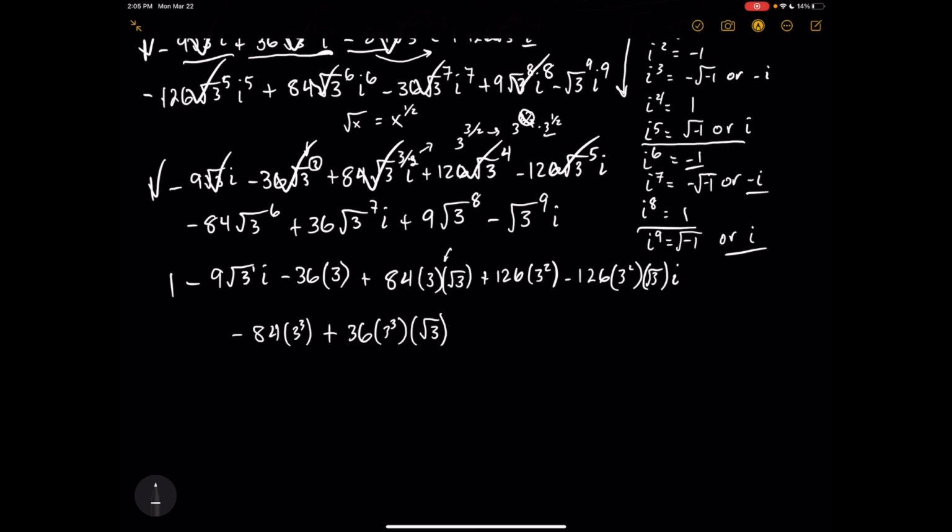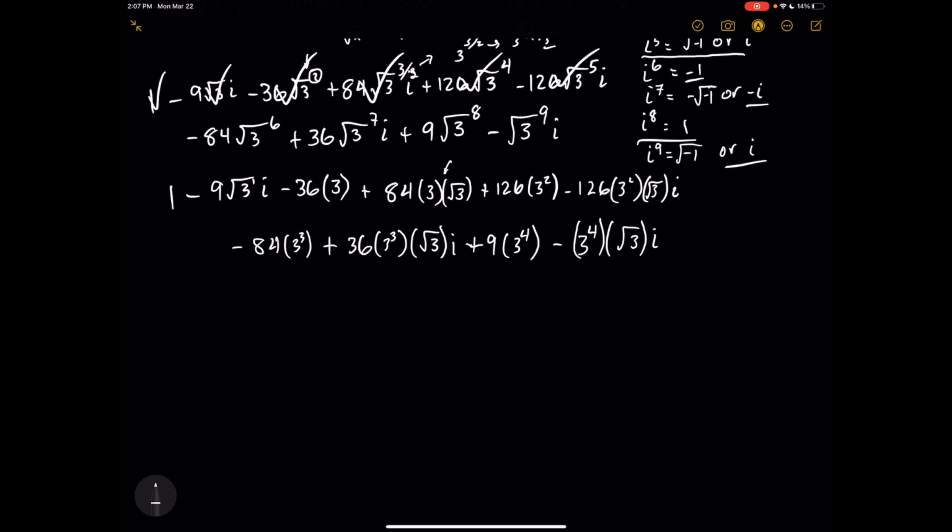So in a minute here, we're going to have a lot of simplifying to do. i, plus 9 root 3 to the 8th is just 3 to the 4th, minus root 3 to the 9th, which is just 3 to the 4th times the square root of 3. Okay, so now all that's left is just simplifying. So I'm going to leave everything that's radicalized and just leave it there for now and do just the multiplications. So it's 1 minus 9 root 3 i minus 36 times 3, which is 108.